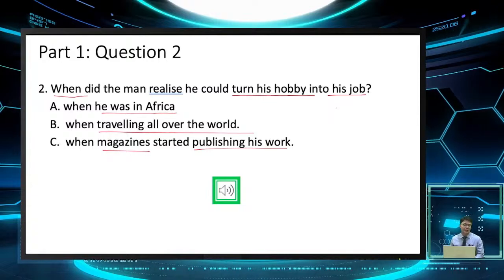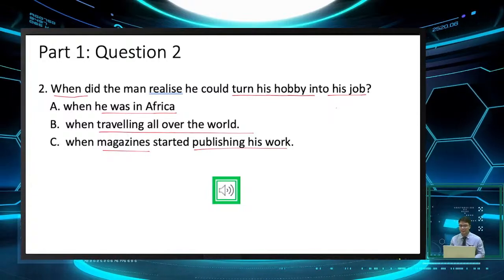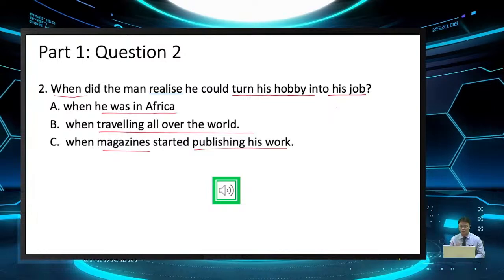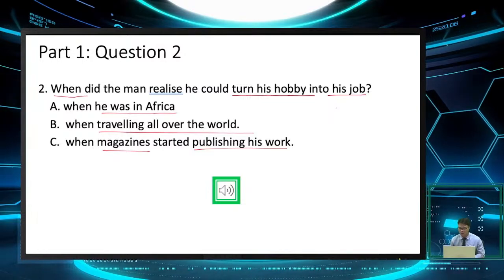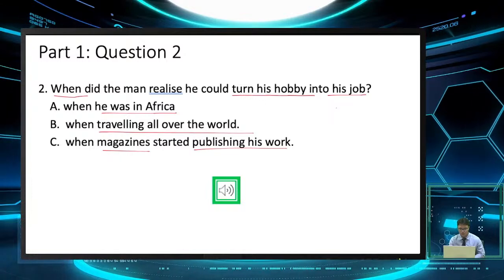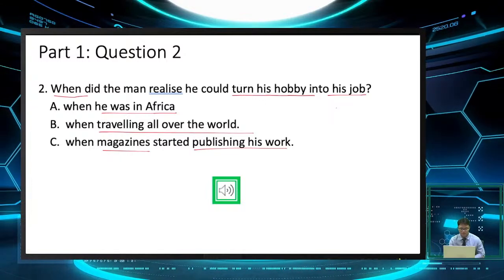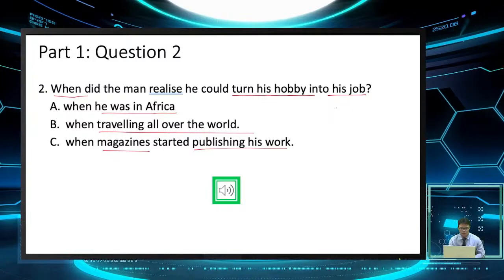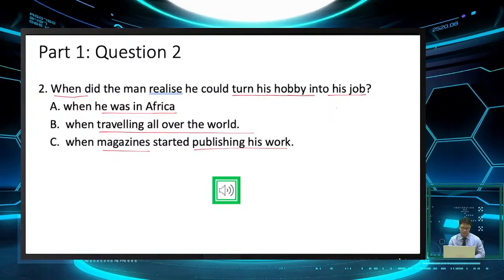So first, again, you are going to be given 30 seconds to, no, this time you don't have 30 seconds to look at the question. So what you need to do is to underline clues or words that might be related to the question.